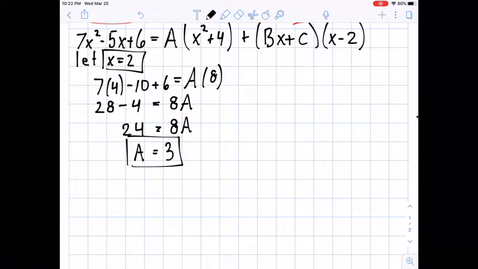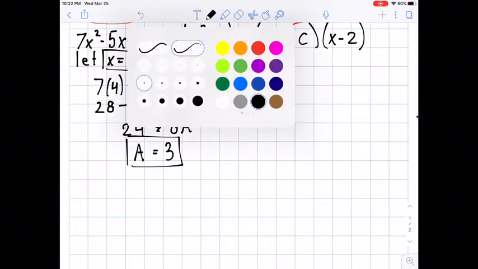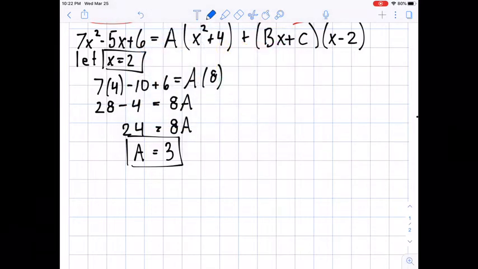However, there are not going to be any other nice values of x here. We can't plug them in to eliminate any of these variables. So really, we don't have much of a choice. What we're going to have to do is take this whole right-hand side and we're going to expand. So we expand that, we see what we end up with.